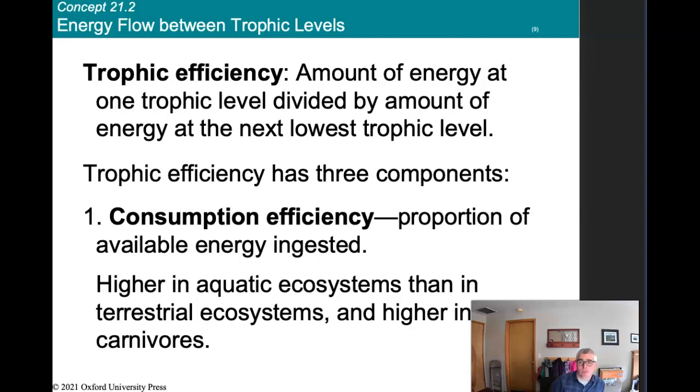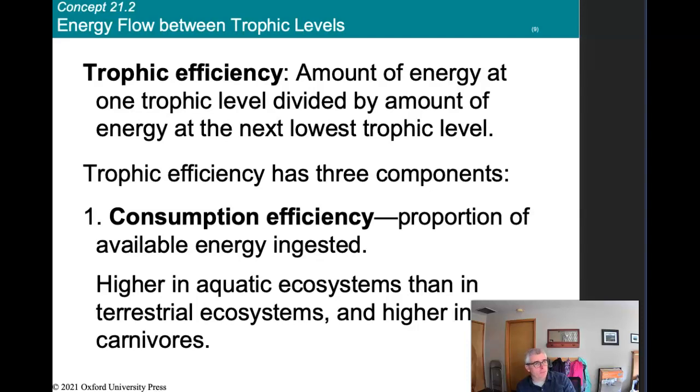And there's trophic efficiency, the amount of energy at one trophic level divided by the amount of energy at the next lowest level. So how much energy is lost through each trophic level, and that can be defined as three different parts. Consumption efficiency, the proportion of the available energy that's ingested. This is generally higher in aquatic systems than it is in terrestrial systems, and higher in carnivores.